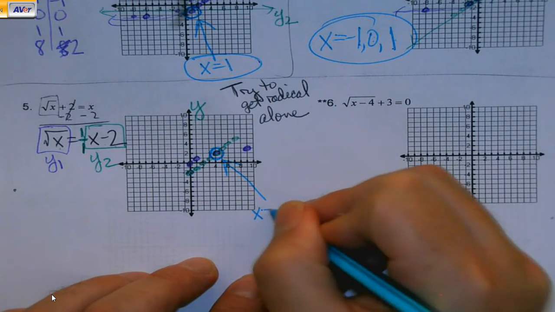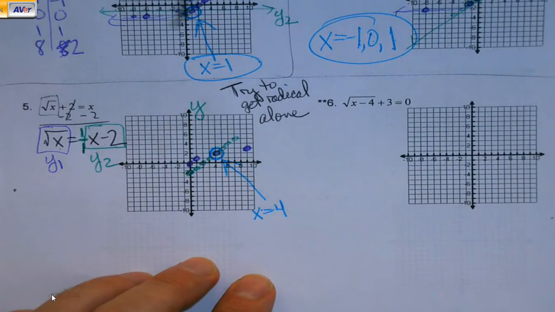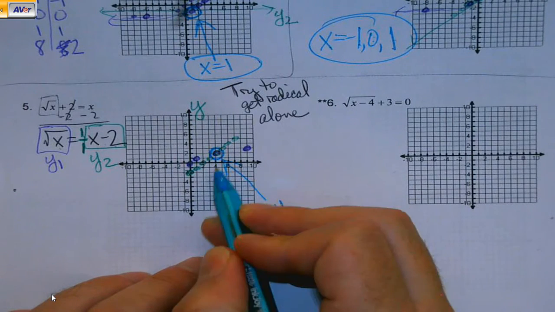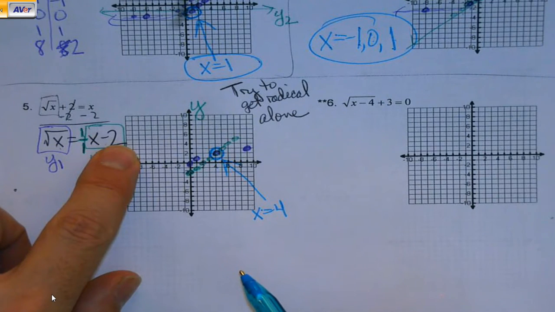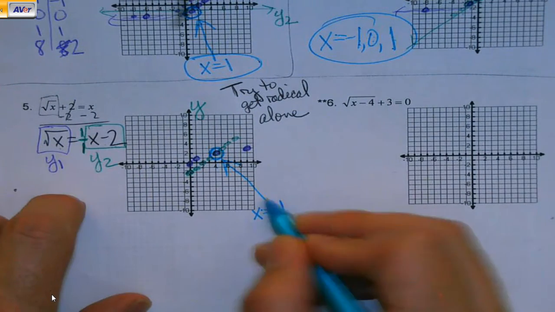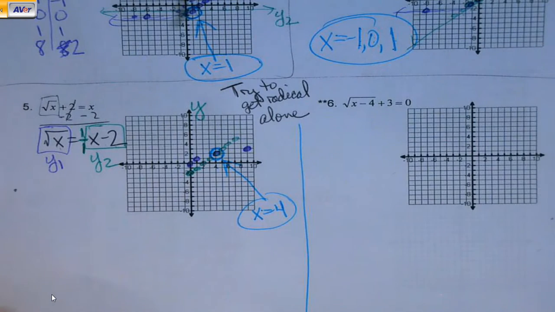And so my x value there, coming back down to the x-axis, is 4. Does the square root of 4 equal 4 minus 2? Well, last I checked, 2 does equal 2. So that's correct, and I've got myself the right answer. So that's not bad. Again, the calculator will get me to the same thing.